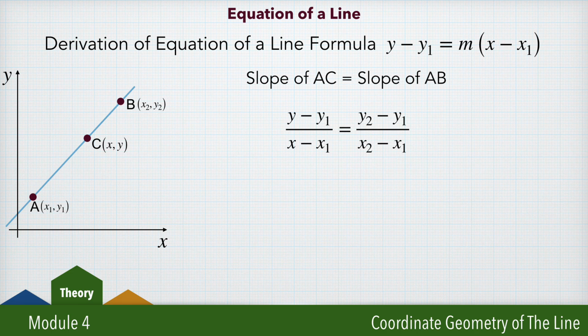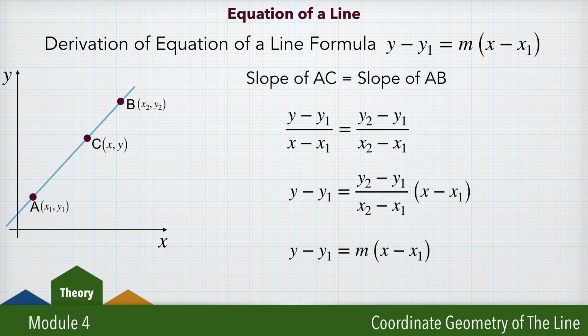Rearranging the equated slopes gives us y minus y1 is equal to y2 minus y1 over x2 minus x1, all multiplied by x minus x1. Simplifying gives us y minus y1 equals m by x minus x1, which is the equation of a line formula.